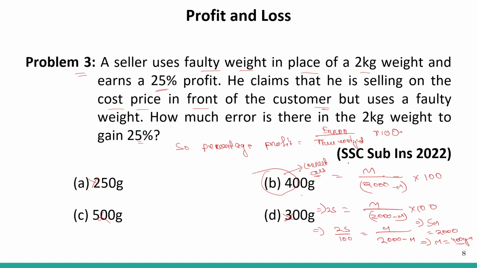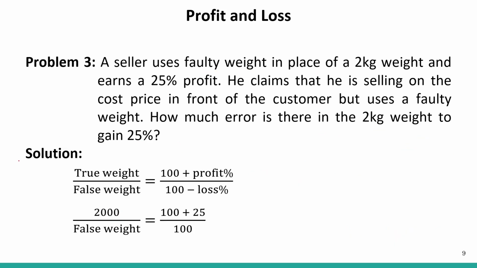This question has appeared in the SSC Sub-Inspector Exam 2022. So let's see the step-by-step solution. True weight by false weight is equal to 100% plus profit percentage whole by 100 minus loss percentage. So it will be 2000 by false weight is equal to 100 plus 25 by 100.